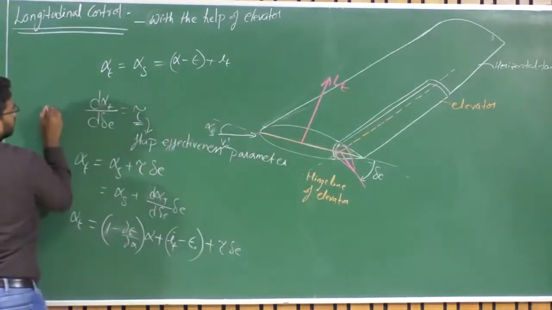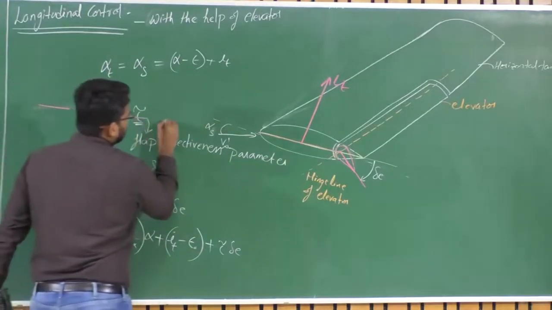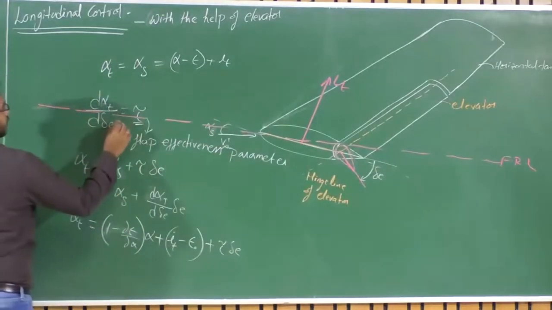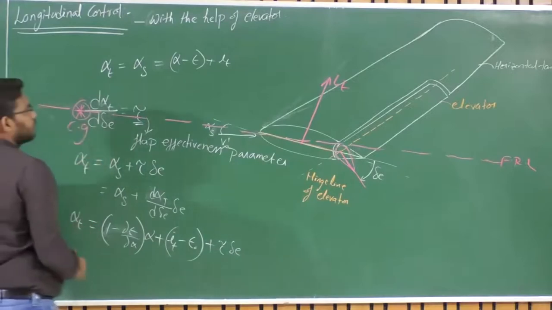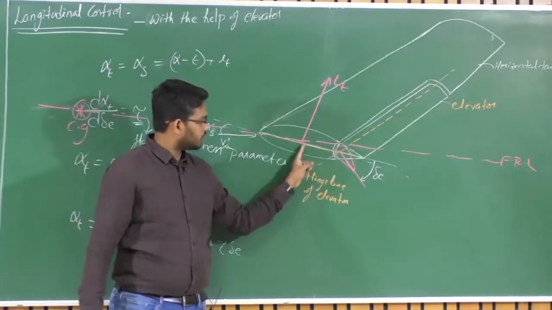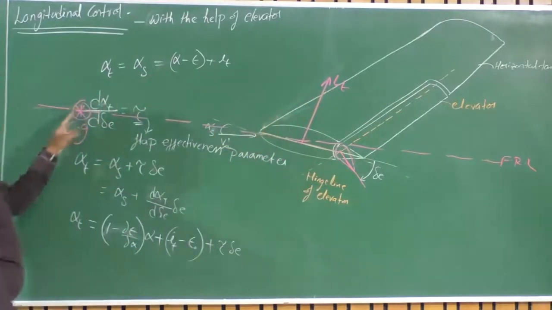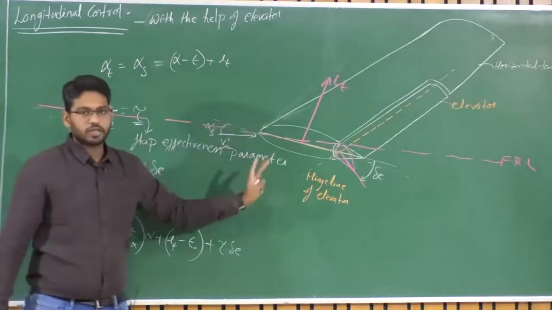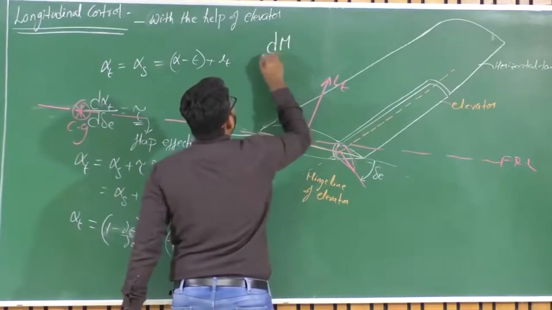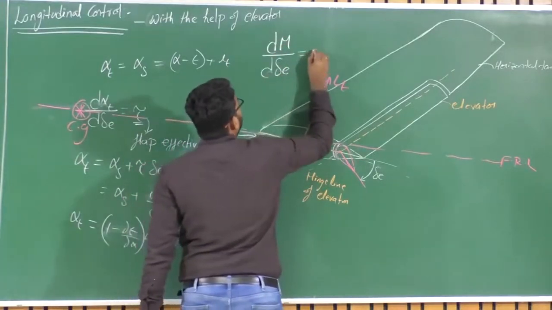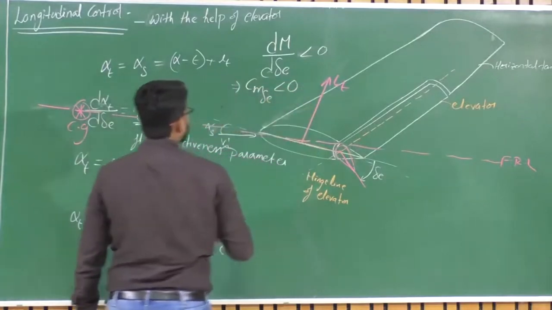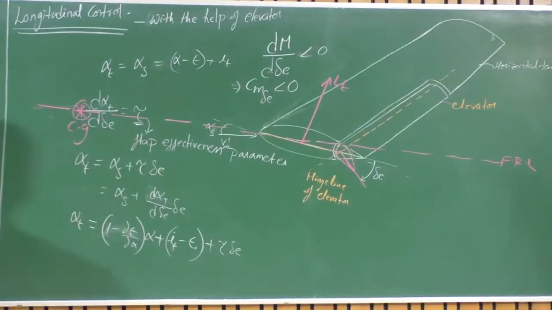So say if I extend this, if I consider this as my fuselage reference line FRL, and say the CG of the aircraft is somewhere here, this is my CG. Now the lift produced by this tail is effectively a change in the pressure distribution because of the change in the control surface deflection. This change in force at the tail creates a moment about CG. So when there is a positive deflection, there is an upward force that creates a negative moment. So the change in the pitching moment coefficient due to change in elevator deflection, CM delta E, is less than 0, negative. We will discuss this CM delta E in detail.